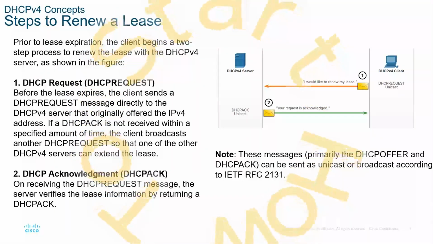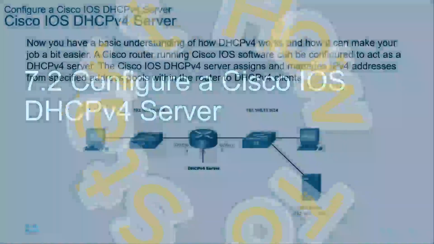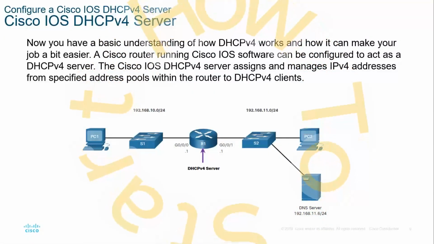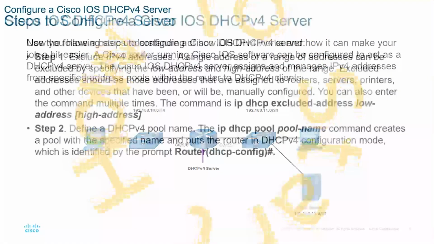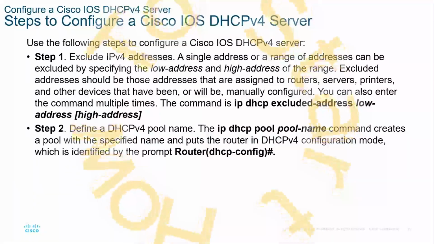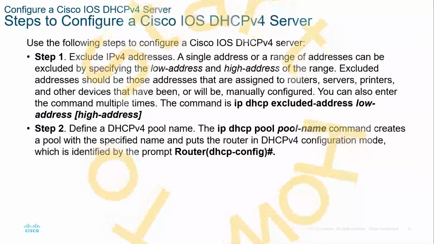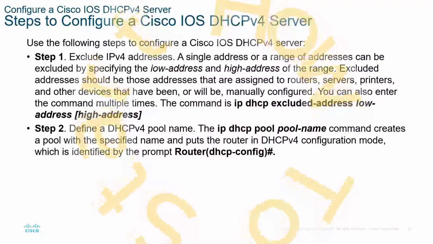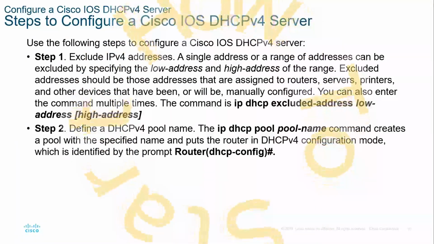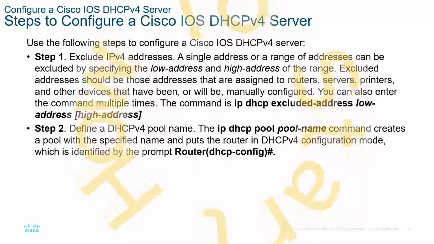All right, so let's talk about configuring the device to be a server. We can have a router, a layer 3 device, act as a server. First, we create an exclude list of addresses with a low and high range. We do that by issuing ip dhcp excluded-address, low address space high address. That's done at global configuration.